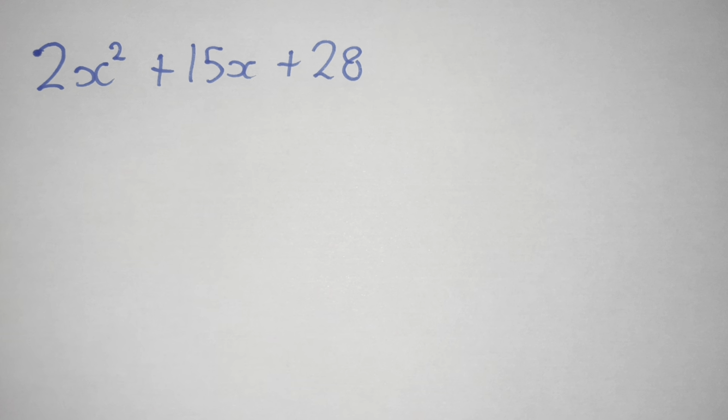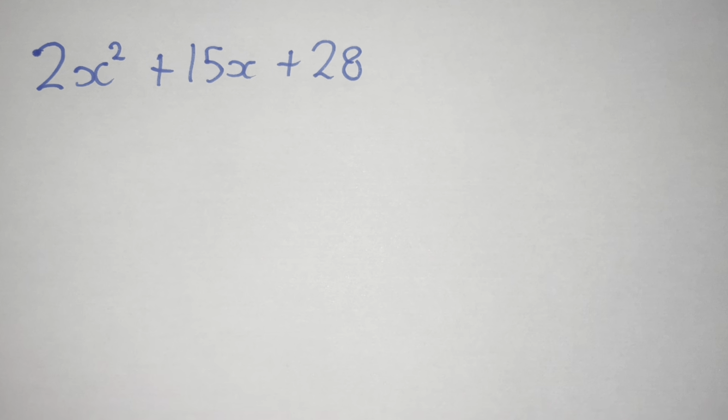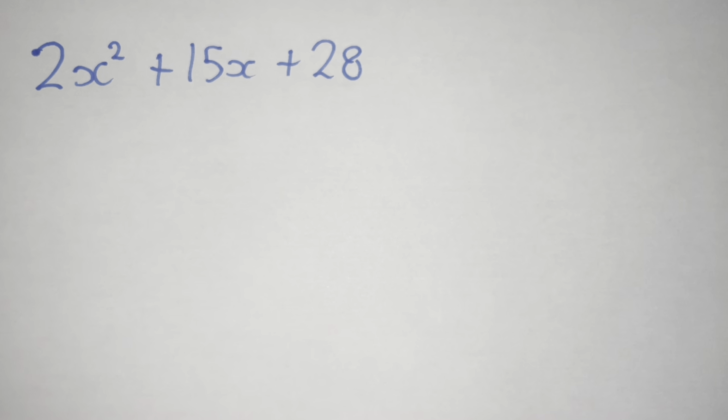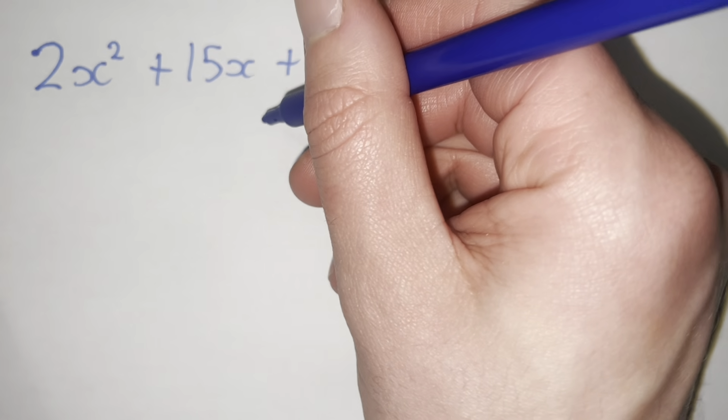In this video we're going to take a look at how to factorise quadratic expressions where our coefficient of x squared is greater than 1. So if we want to factorise this expression, 2x squared plus 15x plus 28, what we first need to do is multiply together our coefficient of x squared by our number term on the end. So 2 times 28, that gives us 56.